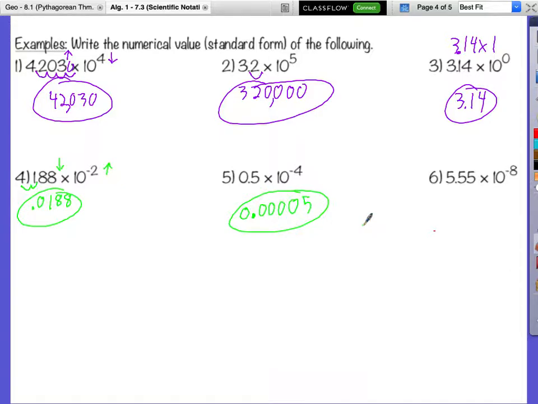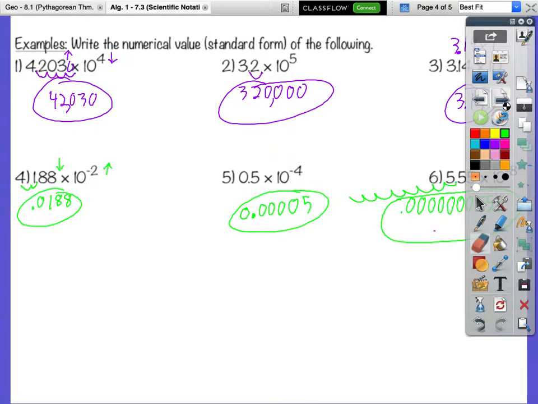Grace, what do you have on 6? 7 zeros. So 1, 2, 3, 4, 5, 6, 7, followed by 5, 5, 5. Move it over once, then you have 7 more to move it. So we're going to create 7 zeros. And if you want, you can track through 1, 2, 3, 4, 5, 6, 7, and our 8th one there to get through all of them. Questions on these?